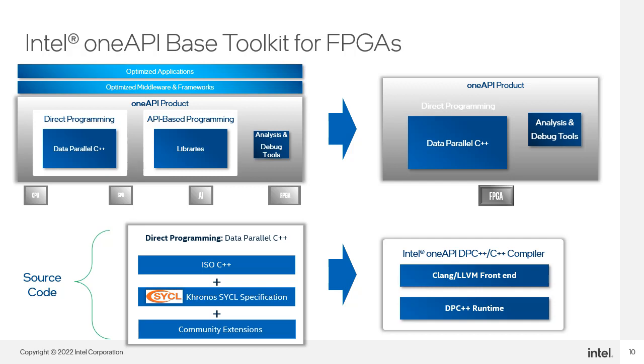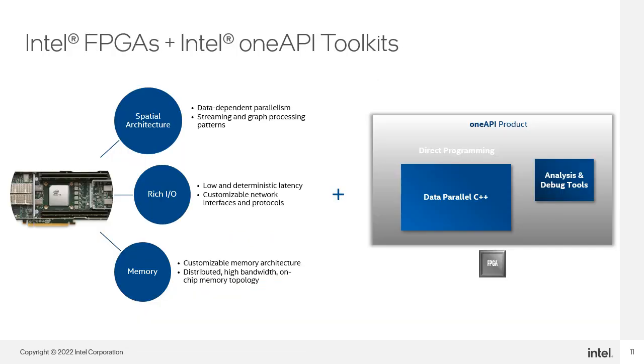The OneAPI product also includes a DPC++ C++ compiler built on a Clang LLVM front end for RTL generation and a DPC++ runtime for resource allocation and management during execution. The OneAPI toolkit for FPGAs includes support for direct programming with DPC++ with the addition of analysis and debug tools. The general idea is to pair the value and flexibility of an FPGA with that of the OneAPI programming model.